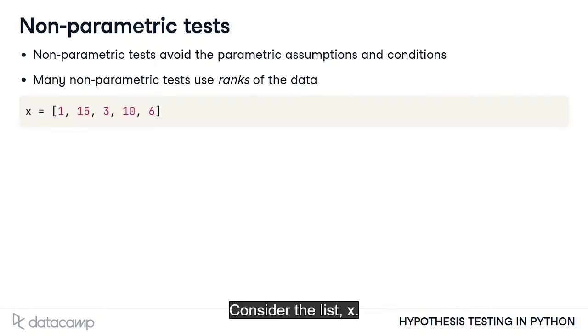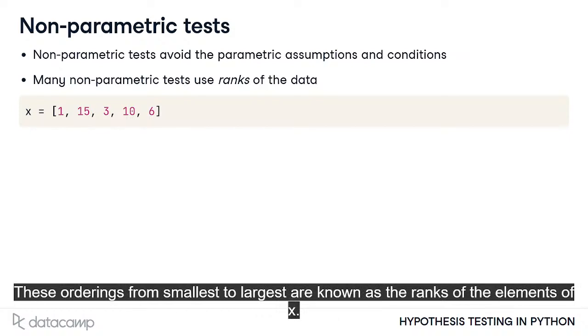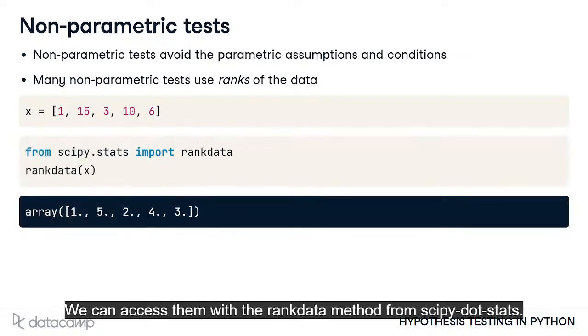Consider the list x. The first value of x, 1, is the smallest value, and the second value, 15, is the fifth smallest. These orderings from smallest to largest are known as the ranks of the elements of x. We can access them with the rankdata method from scipy.stats.